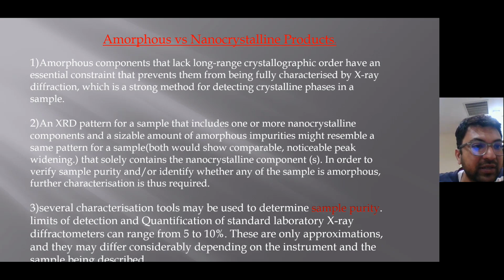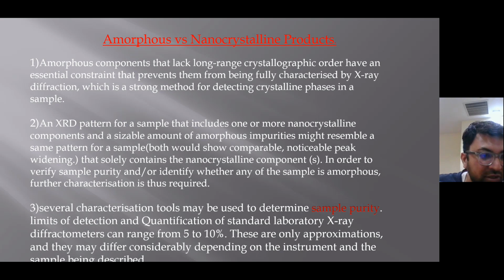Amorphous versus nanocrystalline products. Amorphous components that lack long-range crystallographic order have an essential constraint that prevents them from being fully characterized by X-ray diffraction, which is a strong method for detecting crystalline phases in a sample. An XRD pattern for a sample that includes one or more nanocrystalline components and a sizable amount of amorphous impurities might resemble the same pattern for the sample. Both would show comparable noticeable peak widening as one that solely contains the nanocrystalline components. In order to verify sample purity and identify whether any of the sample is amorphous, further characterization is thus required.